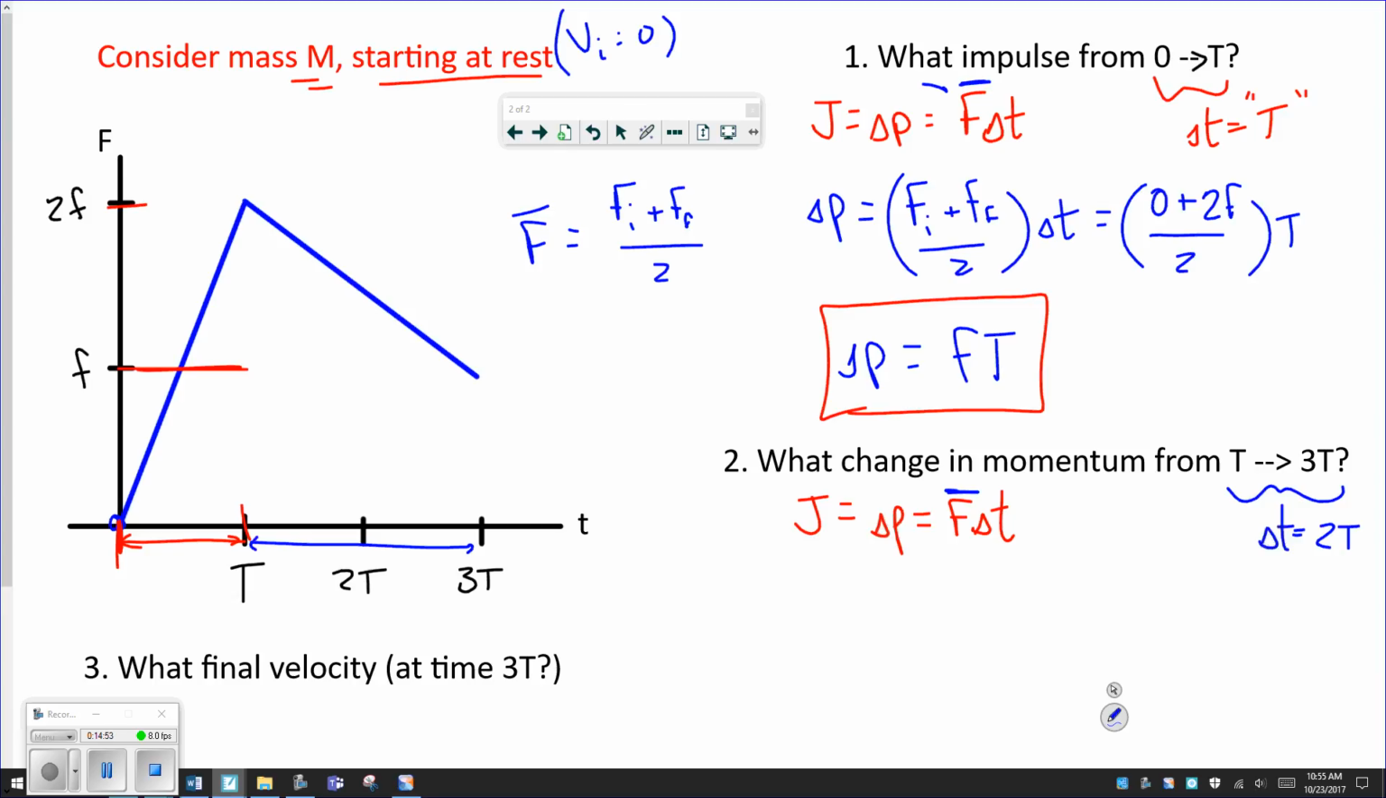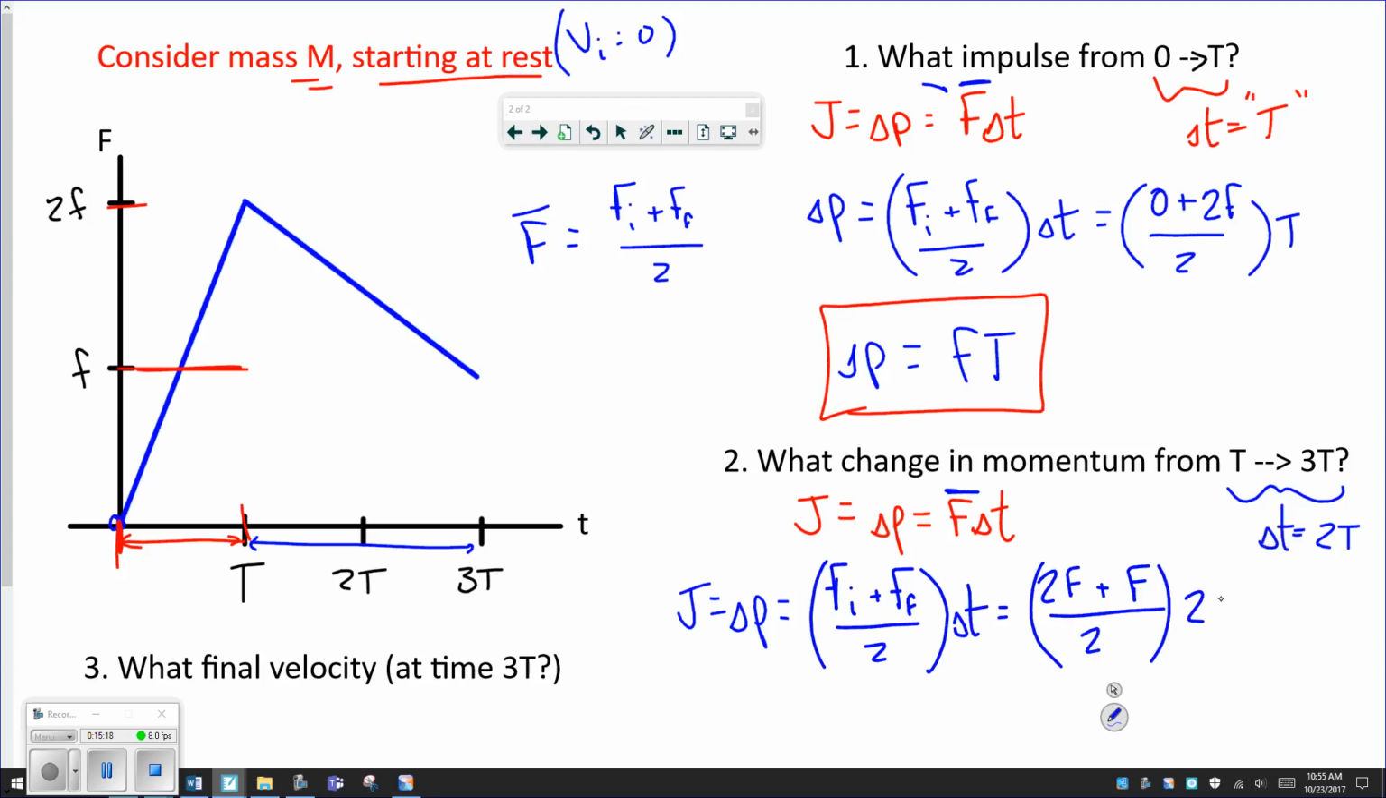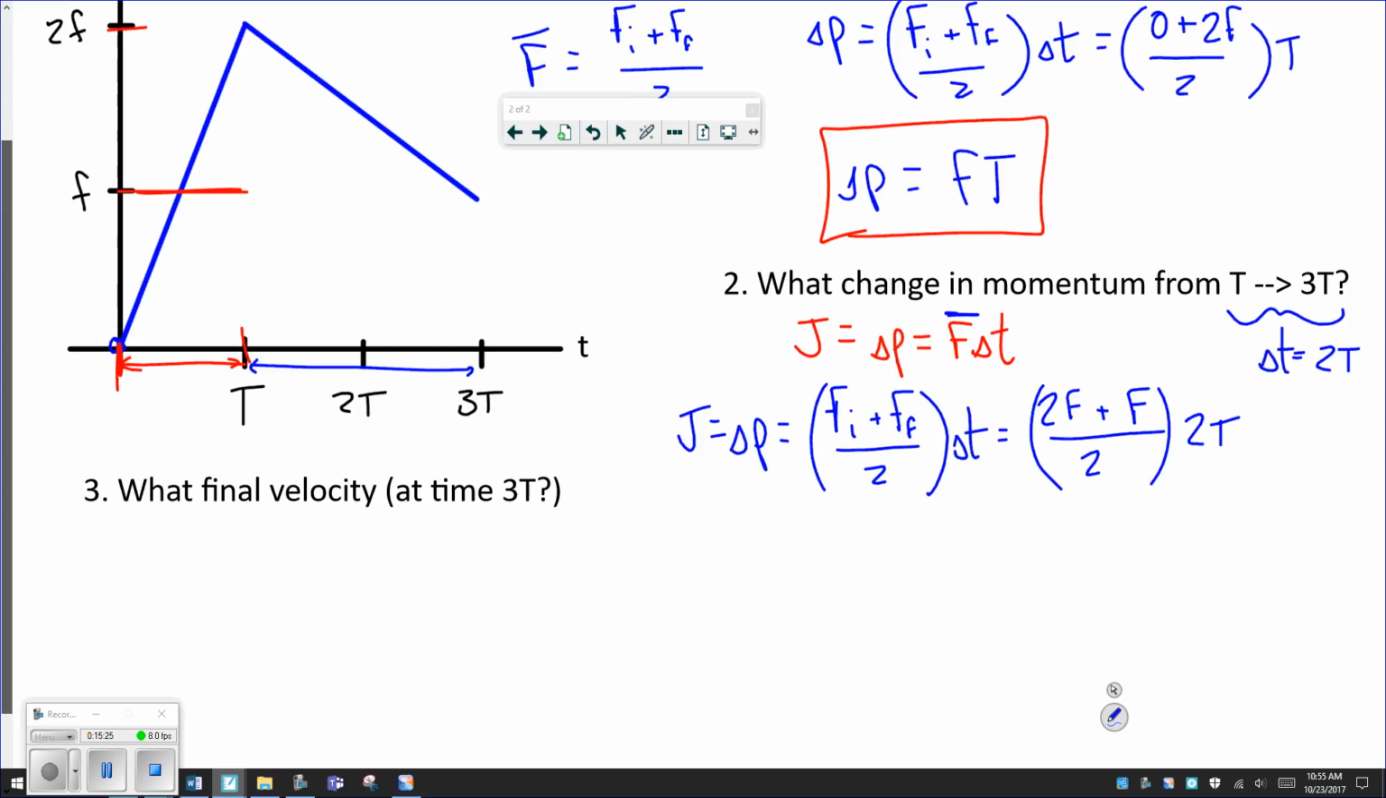All right, so let's see. Our impulse, or our change in momentum, is F average. Well, I'll do it again: F initial plus F final over 2 times delta T. F initial is 2F. F final is F over 2. And then our delta T is 2T. So that's 3F over 2 times 2T.